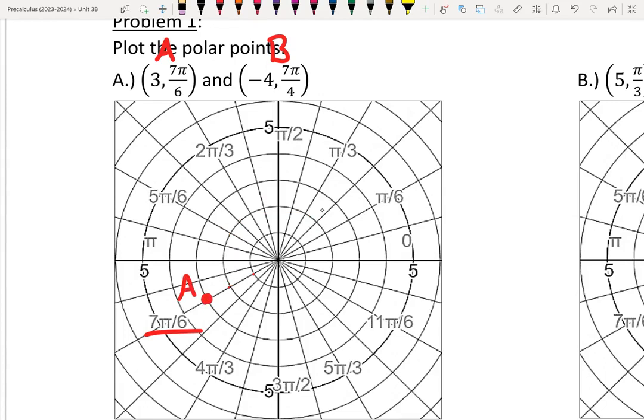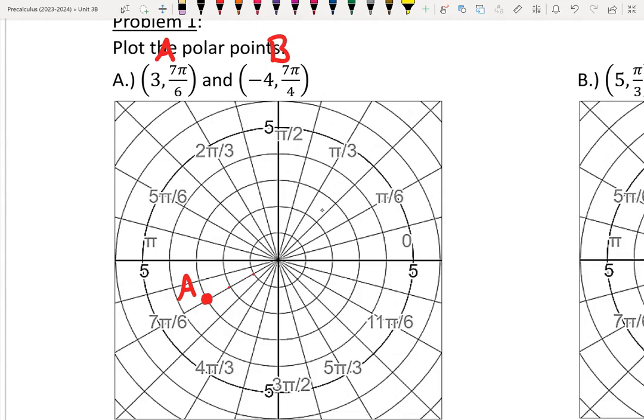So I like to go around to my angle, and then I measure out a distance of 3 from that angle. And there's our point, point A. 3 at 7 pi over 6. Does that make sense?